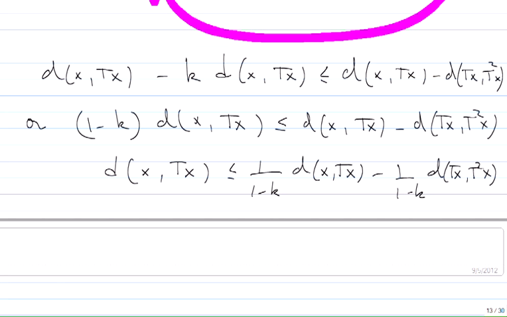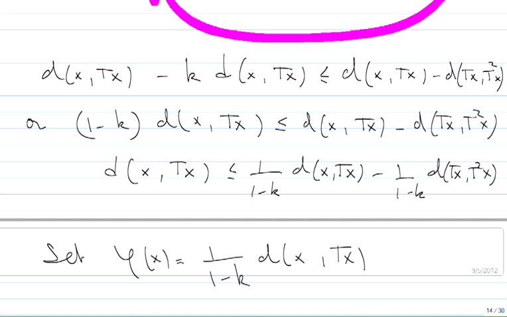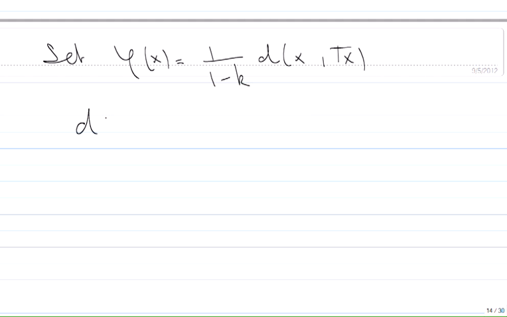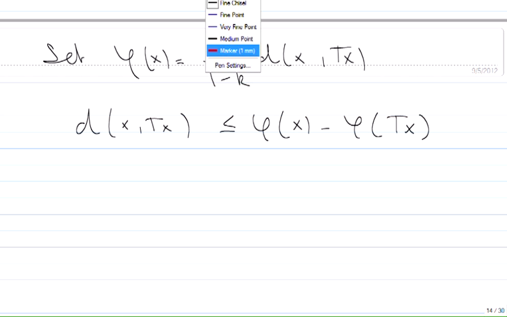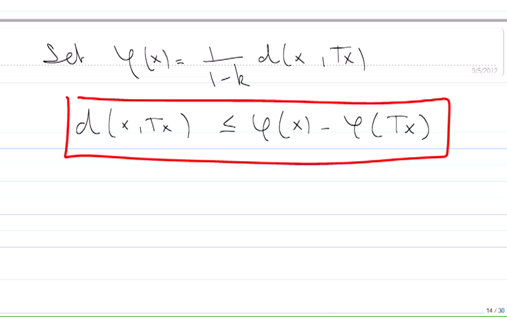So if we set phi of x to be 1 over 1 minus k times the distance from x to Tx, we get the distance from x to Tx is less than phi of x minus phi of Tx. So this is truly amazing. First of all, let me say something. If T is a contraction, one can find the function phi defined on M into the positive numbers, such that the distance from x to Tx is less than phi of x minus phi of Tx.